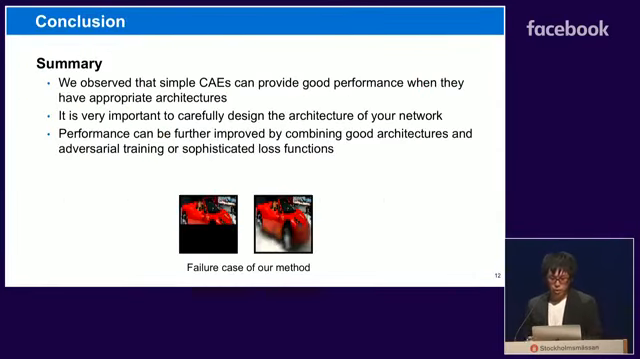So we think this is due to the employment of the L2 function. In this work, we use just L2 function for optimization. Of course, we recognize that not only architectures but also loss functions or training strategies do affect our performance a lot. For example, adversarial training can provide sharp images. So in the future, we think performance can be further improved by combining good architectures and adversarial training or other sophisticated loss functions. So this is all from our presentation. Thank you.